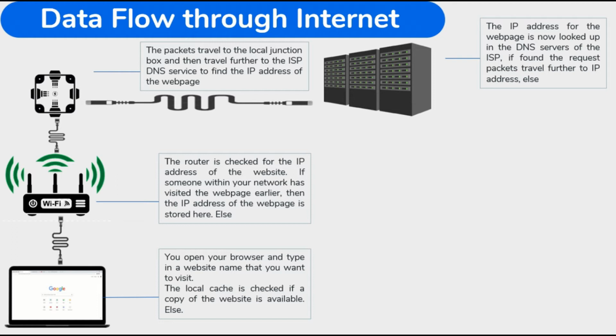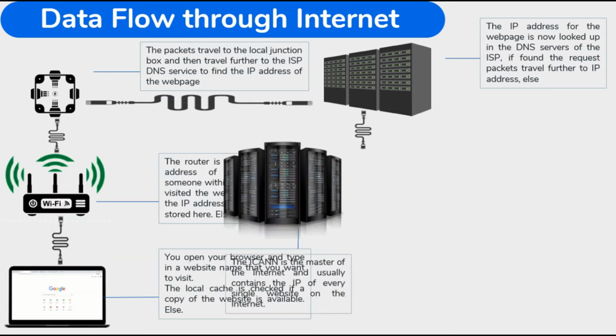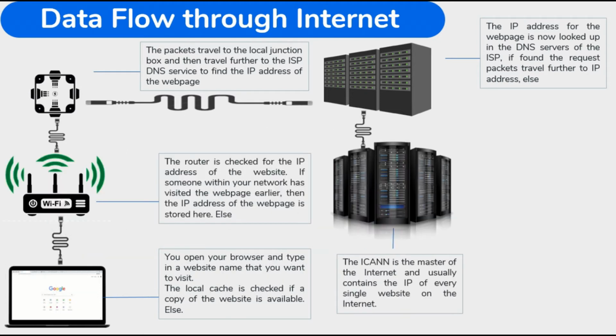So what happens is, it will now still need to find the information. The information is not there. So what it does is, it goes to another set of servers called the ICANN. ICANN is the Internet Corporation for Assigned Names and Numbers. The ICANN is like a master of the internet.